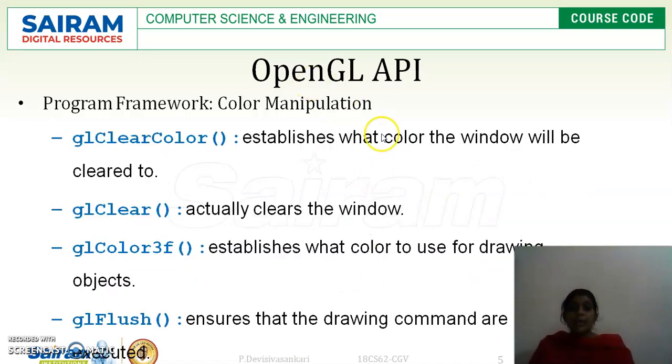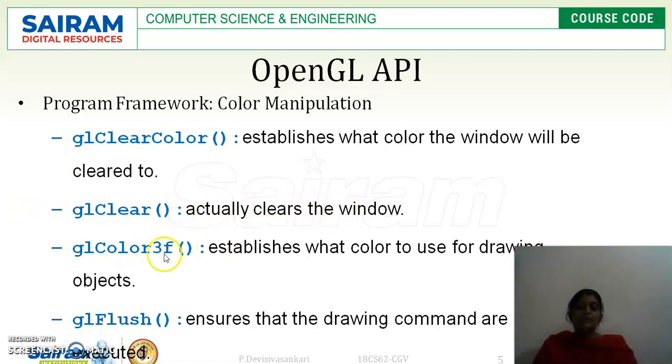And color manipulation. What are the functions related to color manipulation? glClearColor, which is used to clear the window. Suppose you want to clear the window with a white color or full black color or any different colors, we have to use this glClearColor. And next to glClear, which is used to clear the entire window.